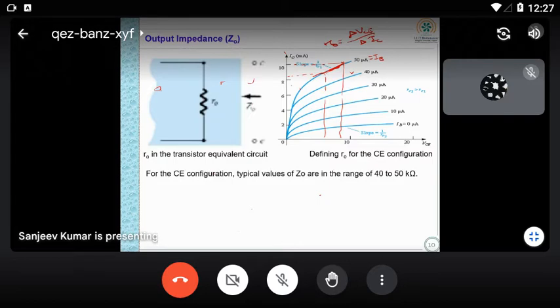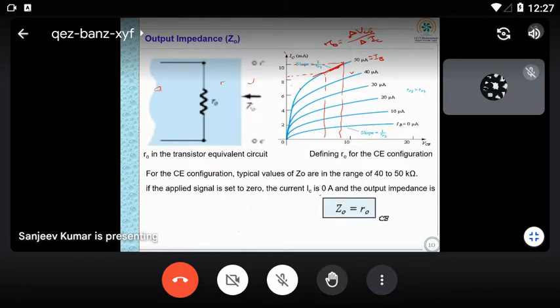So here you can see Z0 value is very high, 40 to 50 kilo ohm. Ideally you can take infinite, but practically it is a very high value, 40 to 50 kilo ohm just taken. And the applied signal is set to 0, and the current IC is 0 milliampere. So the output impedance will be Z0 = R0, which will be approximately infinite for an ideal case. So this is all about input and output impedance for a common emitter configuration.